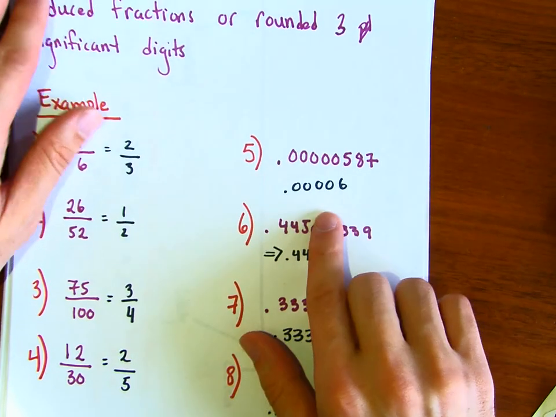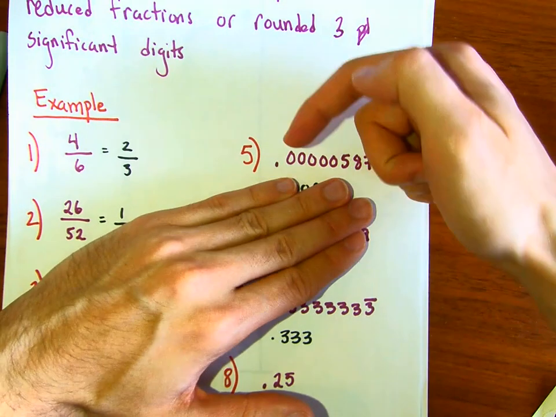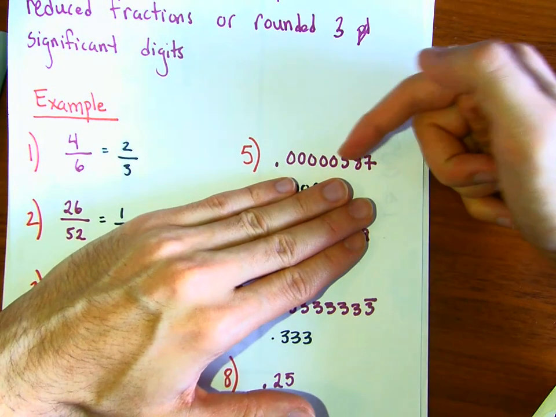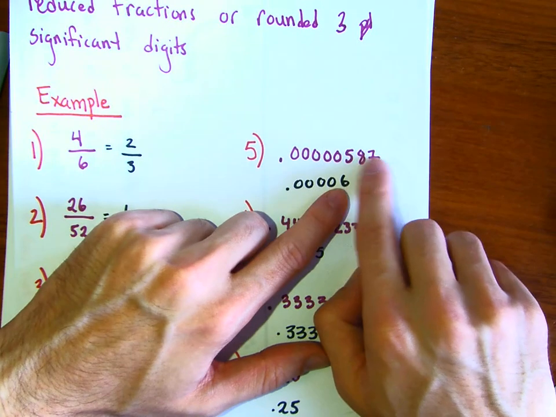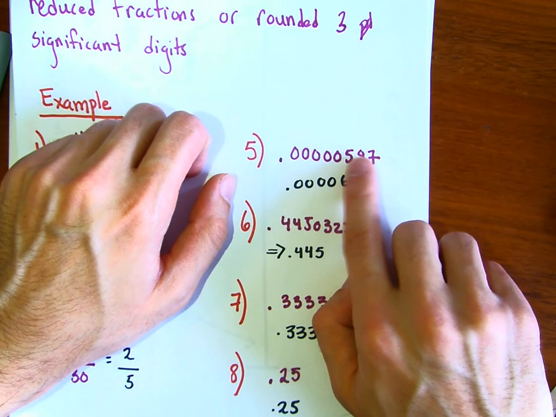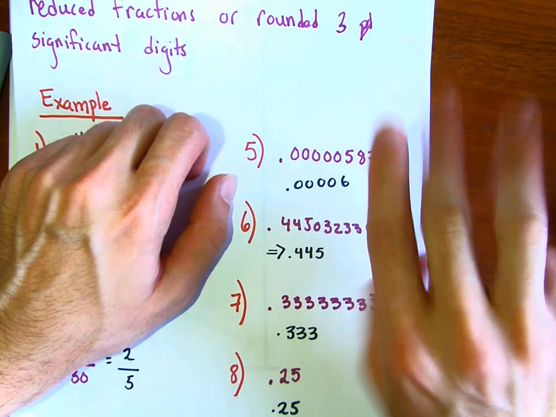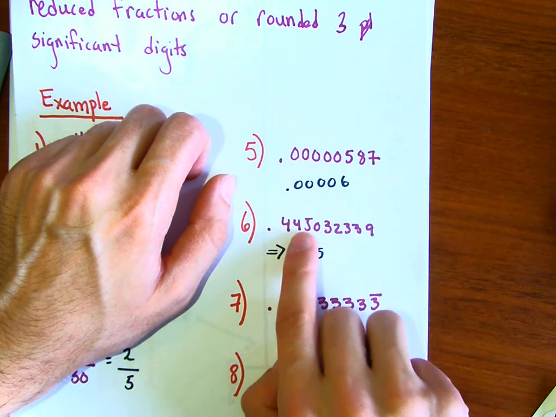So here's one example. If I have this number 0.0000587, how would you round it? You just round it to 0.0000587, taking the first 3 significant numbers. So let's look at this one over here.